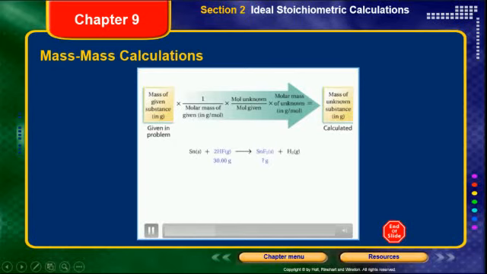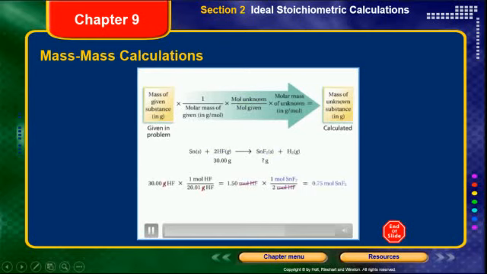For example, how many grams of tin 2-fluoride can be produced by the reaction of tin and 30.00 grams of hydrogen fluoride? First, convert the mass of hydrogen fluoride to moles, using the molar mass calculated from the periodic table. Next, convert the moles of hydrogen fluoride into moles of tin 2-fluoride. Look at the balanced chemical equation to see that the mole ratio of tin 2-fluoride to hydrogen fluoride is 1:2.